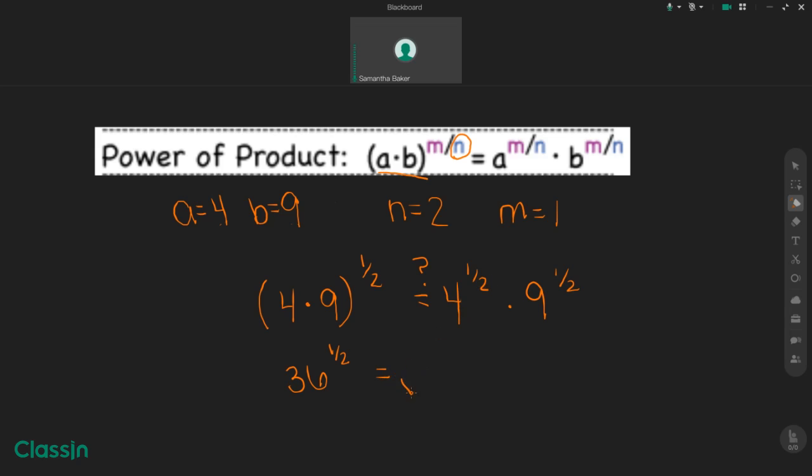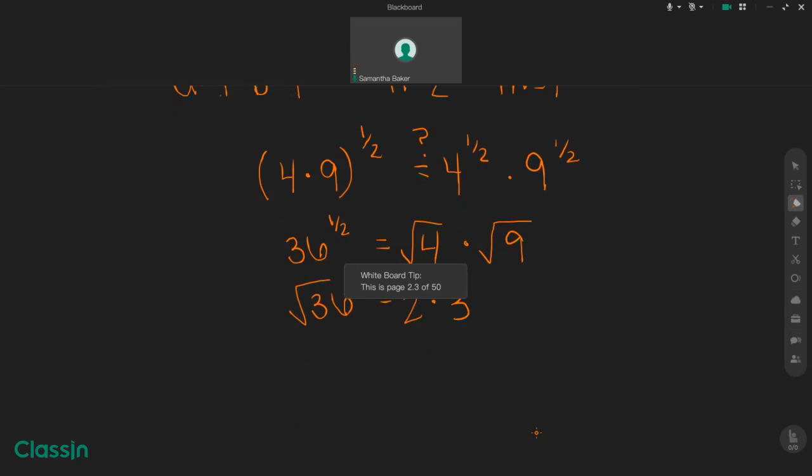4 to the 1/2, that's the same thing as the square root of 4. Likewise, this is the square root of 9. So then I've got square root 36 equals, the square root of 4 is 2. The square root of 9 is 3. So magically, since I picked such easy numbers, they worked out just like that. Square root of 36 is 6, and 2 times 3 is 6. So I gave an example where that's a true statement.